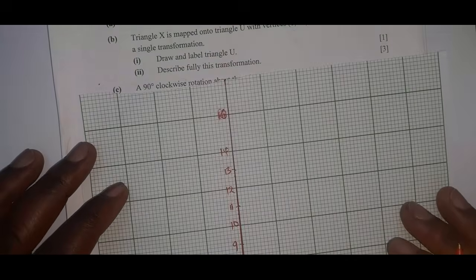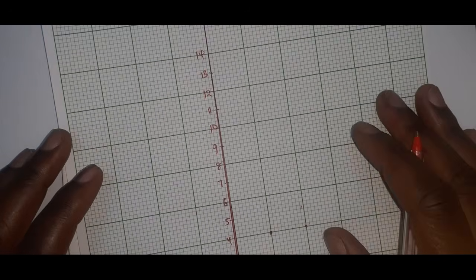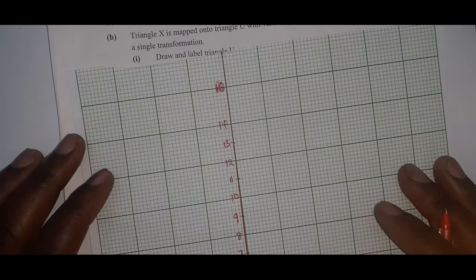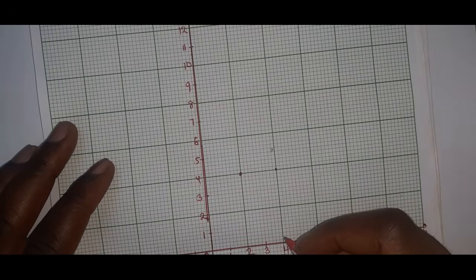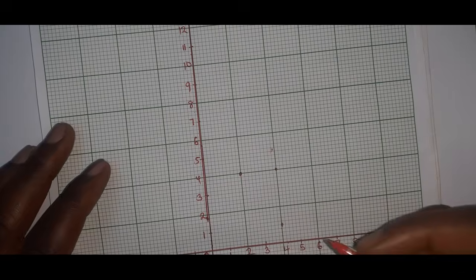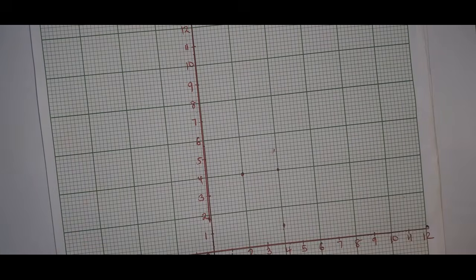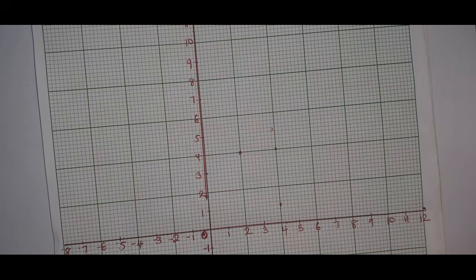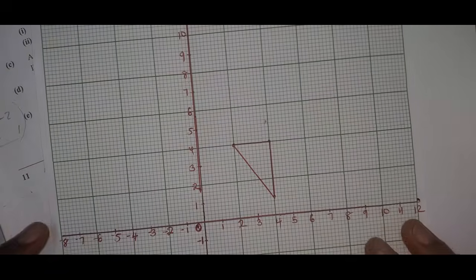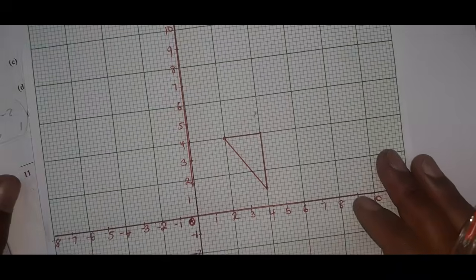Okay. Then 4, 1. 1, 2, 3, 4. This point here. Okay. This is the 4, 1. So we join these points. Let's join so that we form a triangle. So this is a triangle that we're going to have.